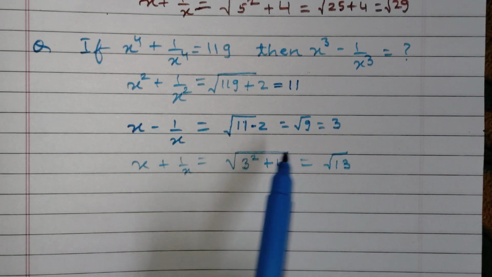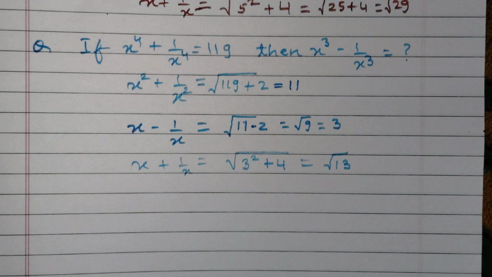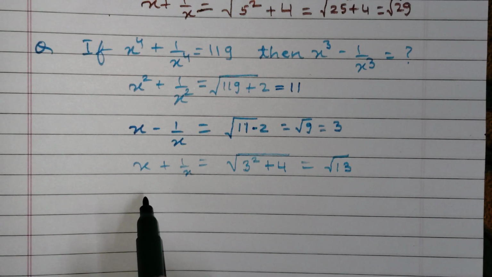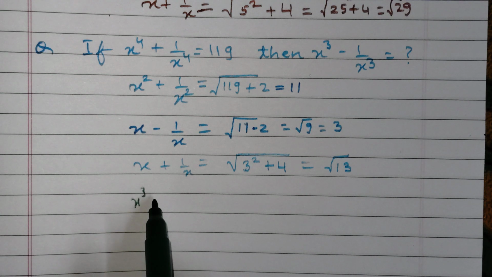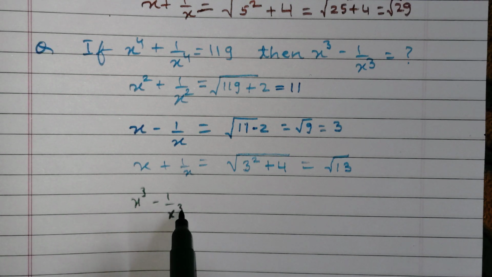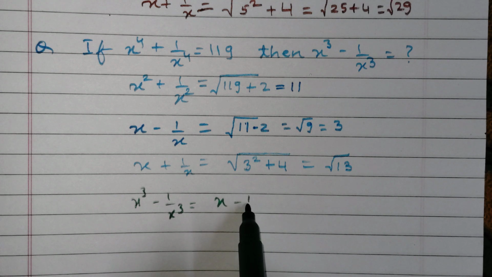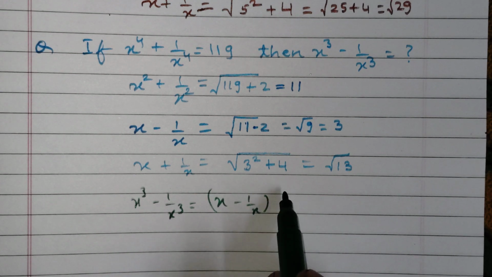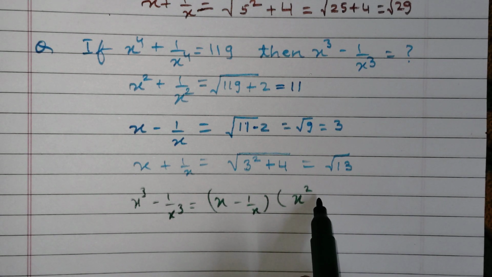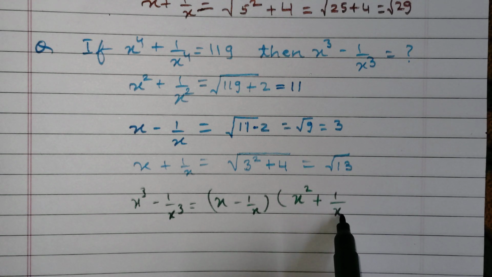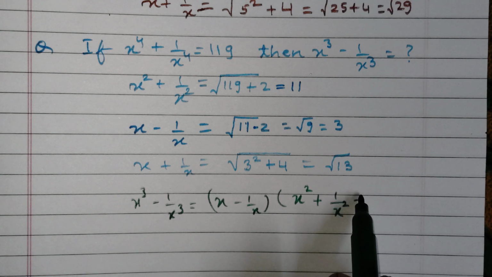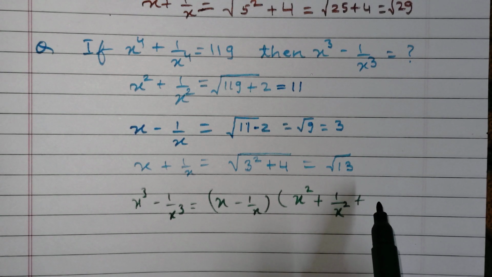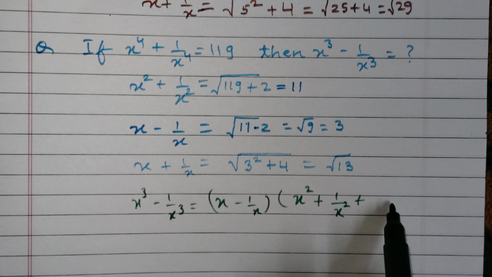Now we want to find x cube minus 1 upon x cube, and its formula we write down: x cube minus 1 upon x cube equals x minus 1 upon x, first bracket, then second bracket, x square plus 1 upon x square, then plus ab, which means x into 1 upon x, that means 1.